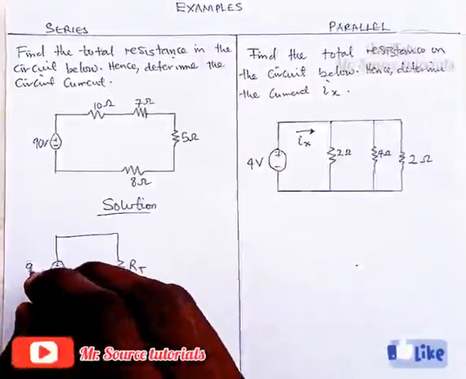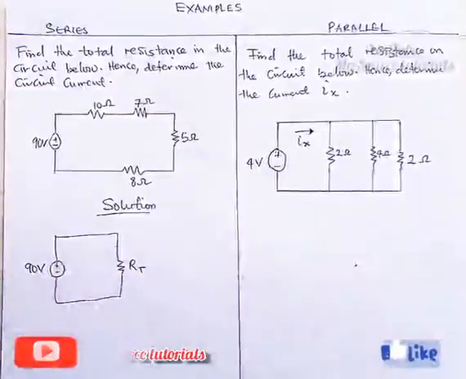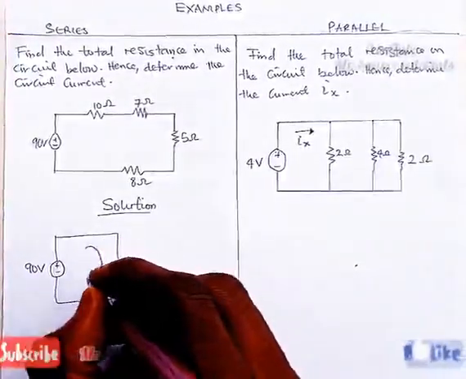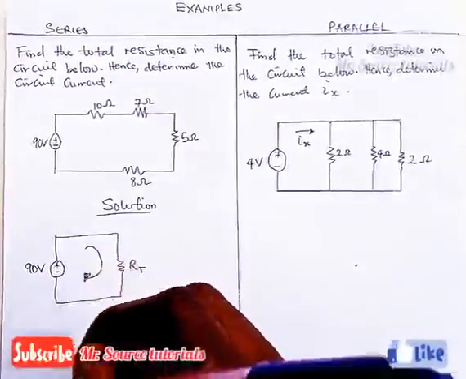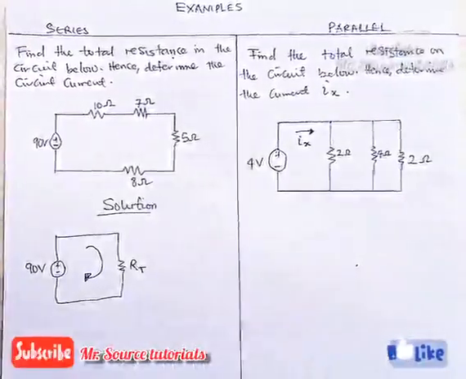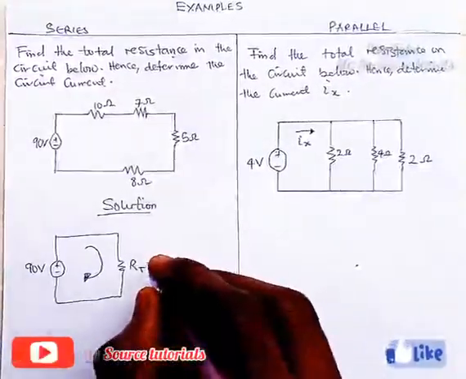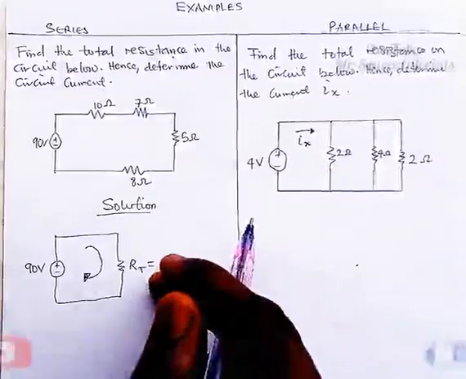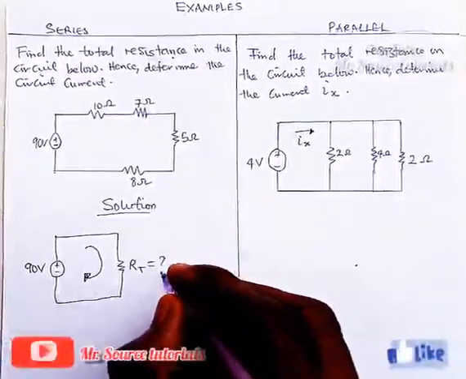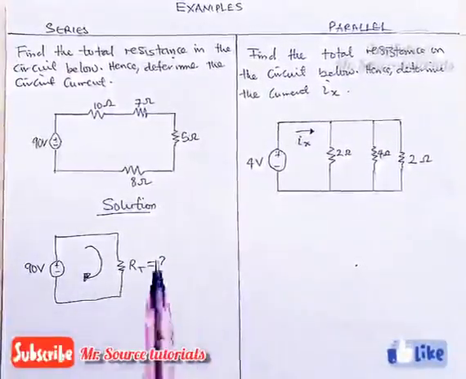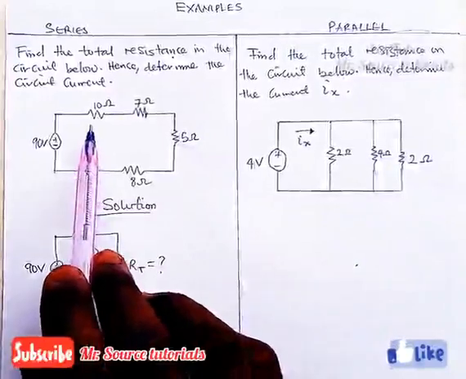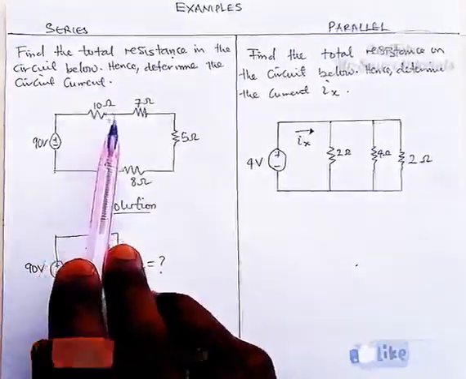This is 60 volt, and you also have to find the current of this circuit. So that's what you have to do. The value of this total resistance is what they ask. As you can see in this circuit, these resistors are connected head to tail.